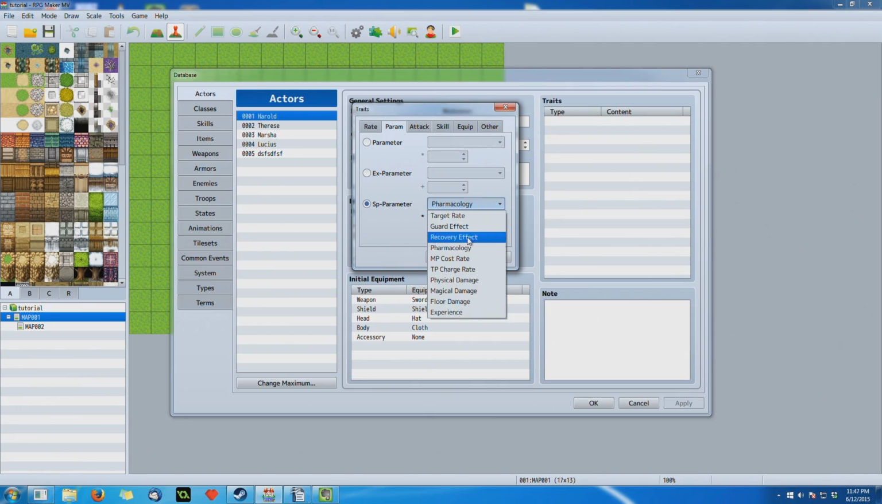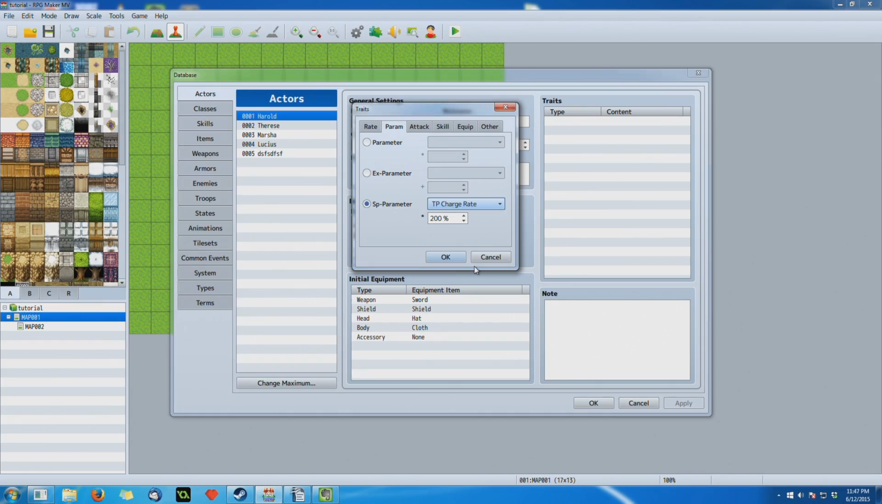Then there's MP cost rate. Now that is quite obvious, obviously. So let's just say we have a skill that costs 10 mana to cast. With this at 200%, it will cost 20 mana to cast it. And the same way around, if we have this at 50%, then it only costs us 5 mana to cast the skill.